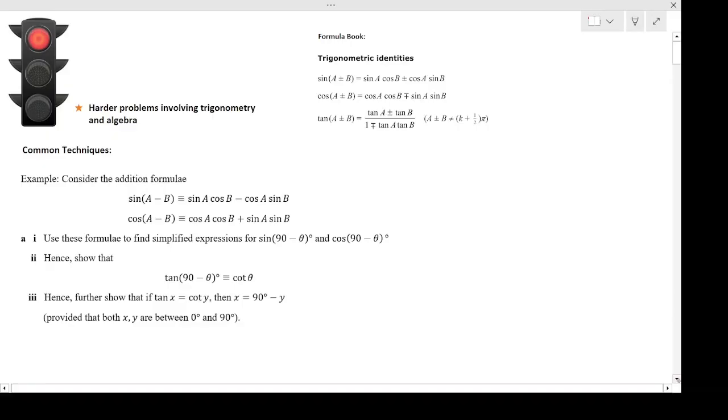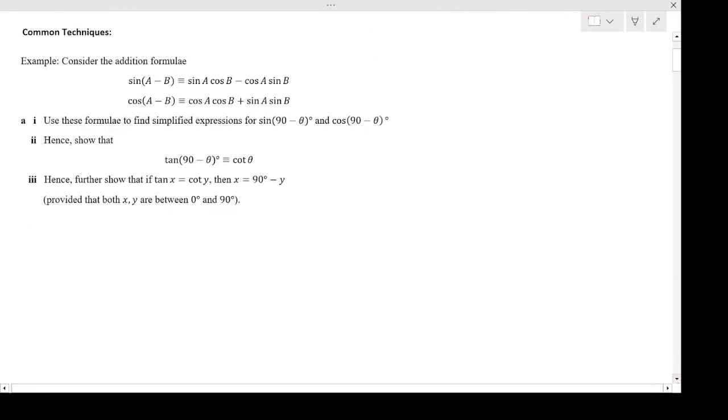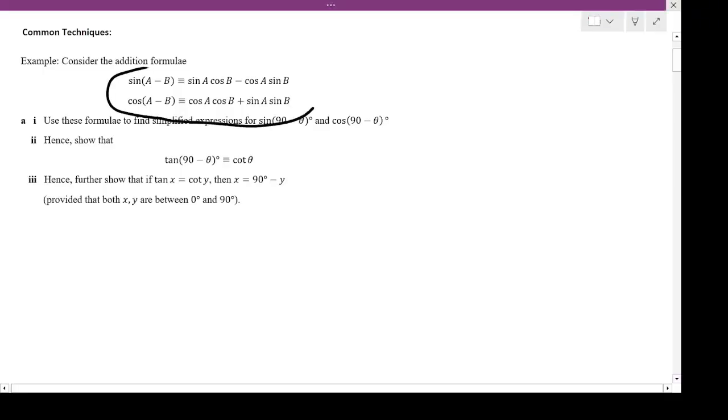So let's go over them now, right? So we've got this first scenario here. We are given these two addition formulas for sine and cos. These two identities you will see from Year 2 Pure for normal maths if you haven't already. So hopefully you have seen them, but there they are if you haven't.